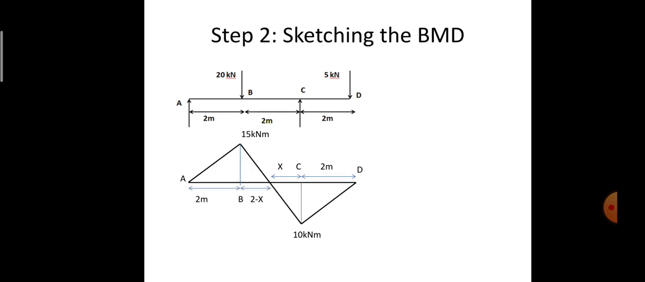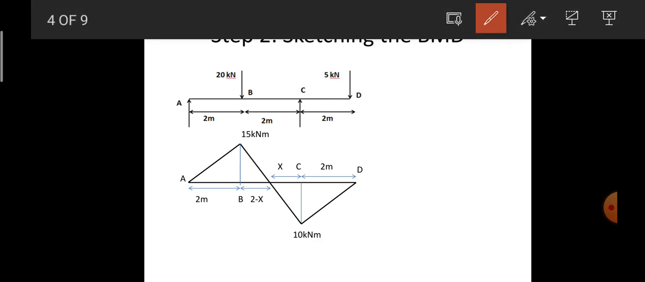So next is determination of bending moment and sketching of the bending moment diagram. This is a very important step in determination of slope and deflection. First and foremost, before solving for the bending moment diagram, I have the sign convention here.